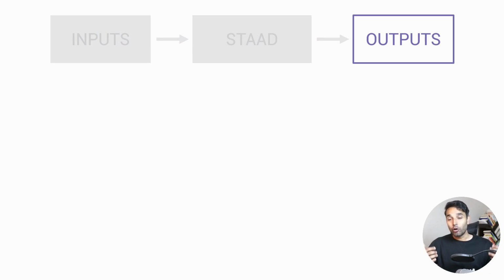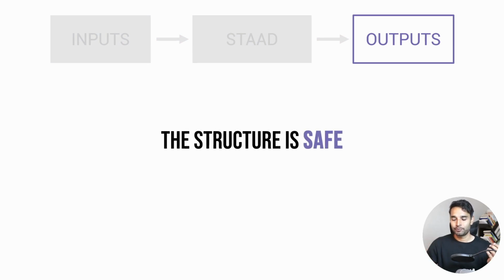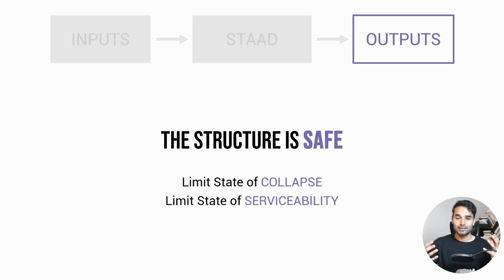Now, when we talk about outputs from STAAD, what we want is a structure that is safe. And when we talk about safety, we talk about safety from the concept of limit state of collapse as well as limit state of serviceability. Now, if you want to know about these two concepts, do leave me a comment.